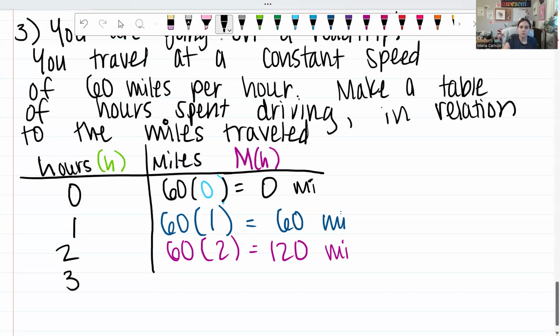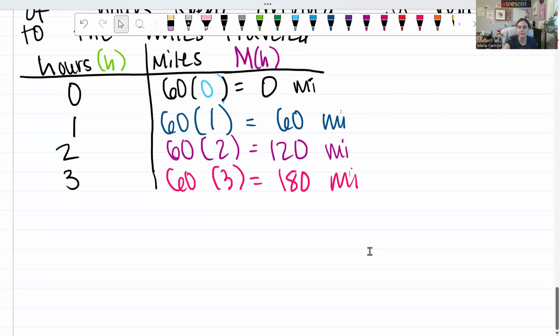After 3 hours, multiply our speed, 60 times 3. I don't know why I want to change colors. And that is 180 miles. Hopefully you're seeing a pattern here, right? We're multiplying by 60 each time, or adding on 60 each time.